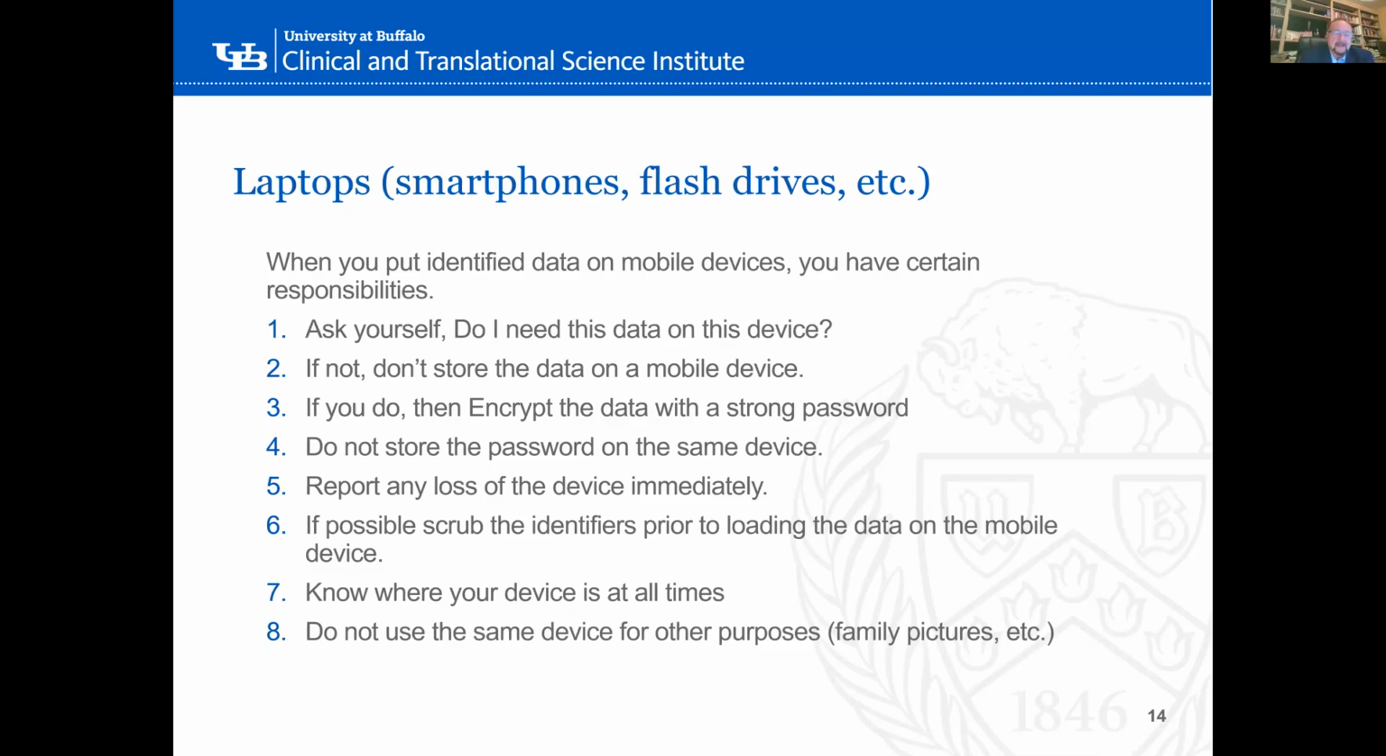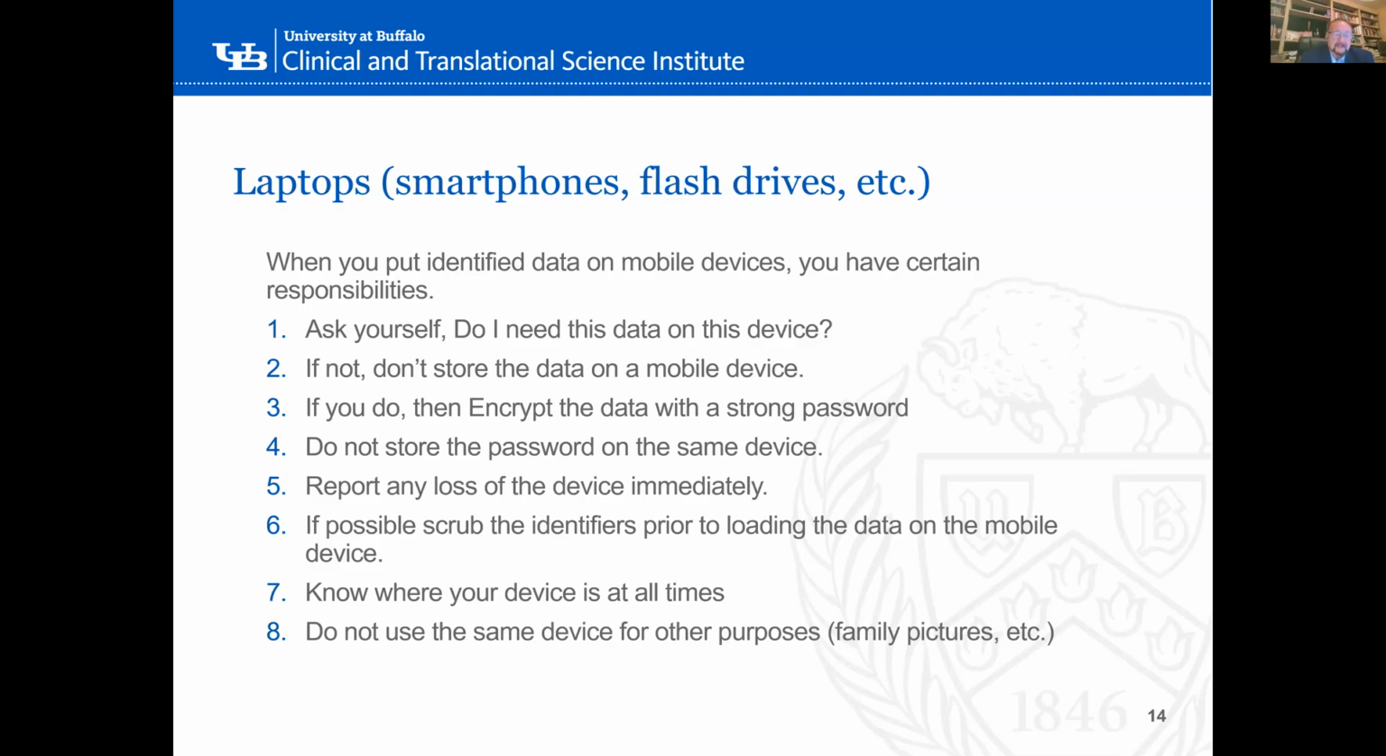Little note about laptops, that includes all mobile devices, smartphones, flash drives, etc. When you're going to put data onto a mobile device, you have certain responsibilities. You need to ask yourself, first, do I need this data on this device? And if not, don't store it there. If you do, then encrypt the data with a strong password. Do not store the password on the same device as you encrypted it on. Put it somewhere else. Report any loss of the device immediately. It's your responsibility to do so under the law.